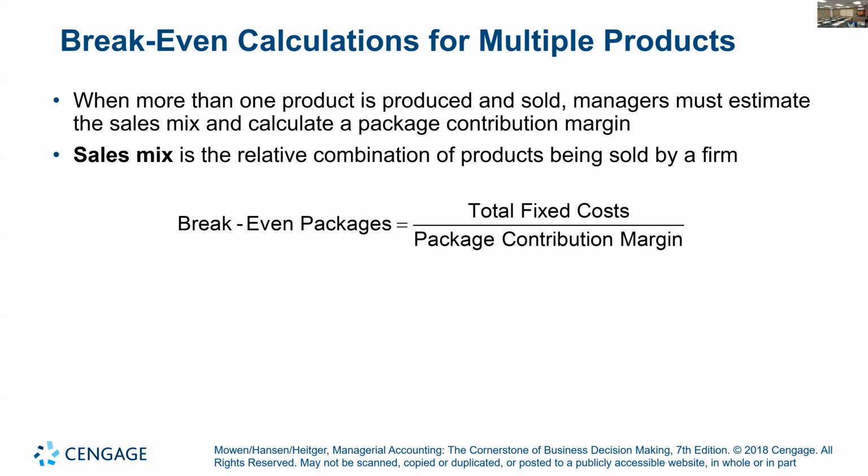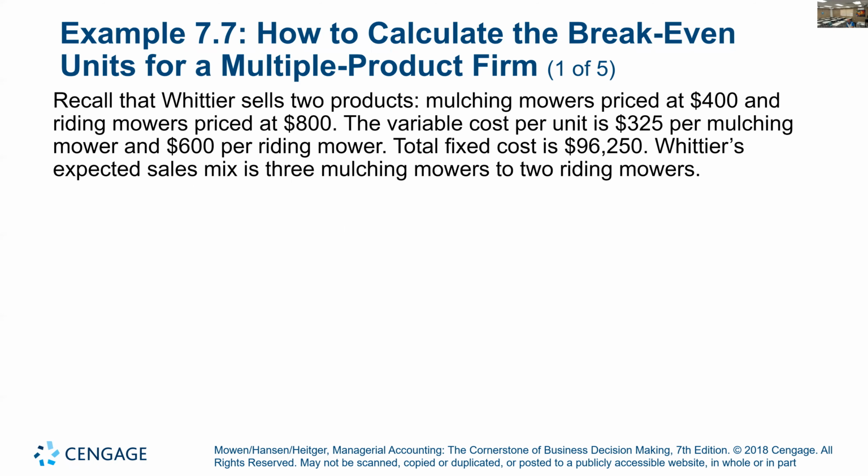So on your handout, it says first find your sales mix. The sales mix and everything we're going to be doing is going to be given to us here. In this question, it says Whittier's expected sales mix is 3 mulching mowers to 2 riding mowers. So that's the first thing we always need to do: how do our sales compare? If we have 2 products, product A and product B, and we sell 7 product A for every 3 of product B, that's a sales mix, right?